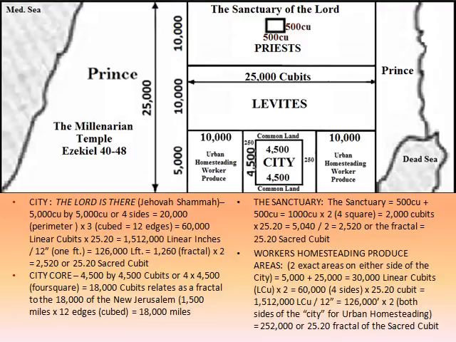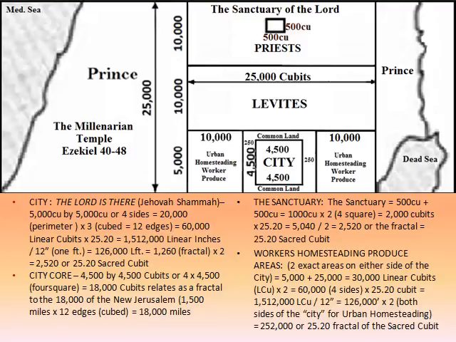The city core, if you would, is 4,500 cubits by 4,500 cubits, or 4 times 4,500 cubits, since it is 4 square, will equal 18,000 linear cubits. This relates as a fractal to the 18,000 furlongs of the New Jerusalem. That is 1,500 miles times 12 edges cubed will equal 18,000 miles.